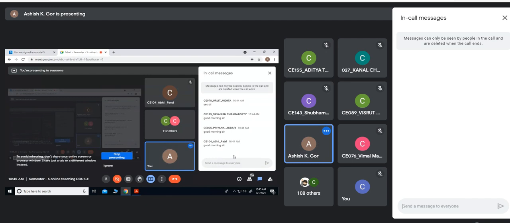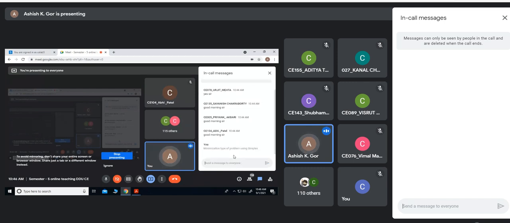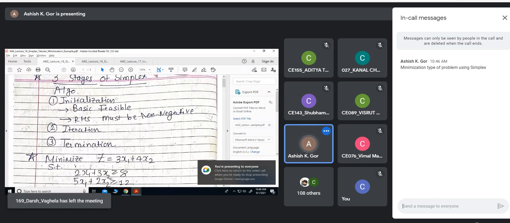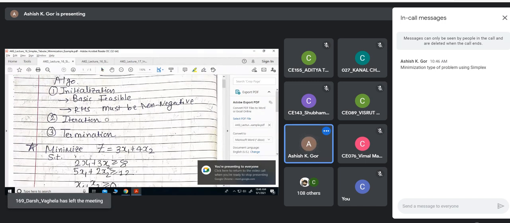So today, let us see how to solve minimization type of problem using Simplex. Now we will say why it is really needed to learn. It is really needed to learn because of one issue. Let us see what is that issue and how we can solve that. You can see there are 3 stages of Simplex, as I mentioned.